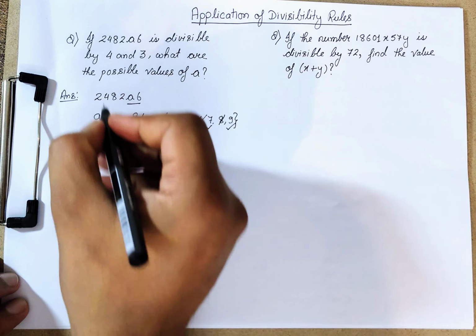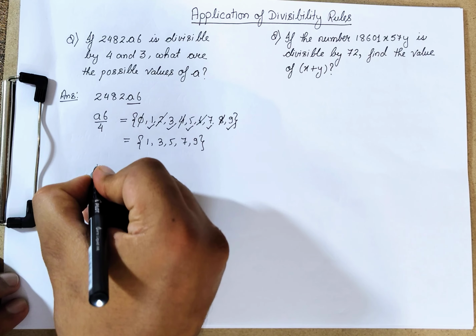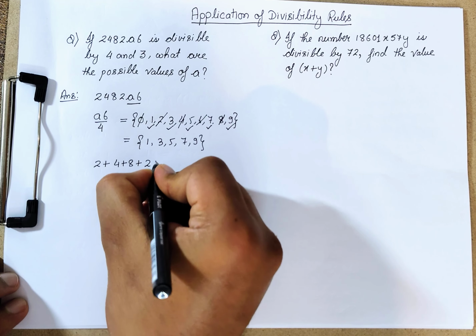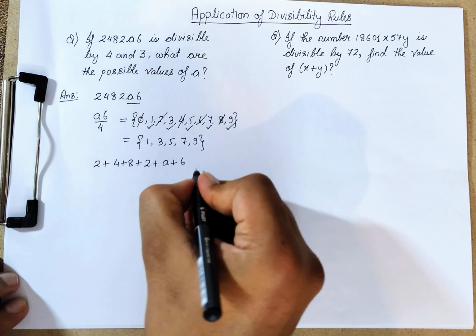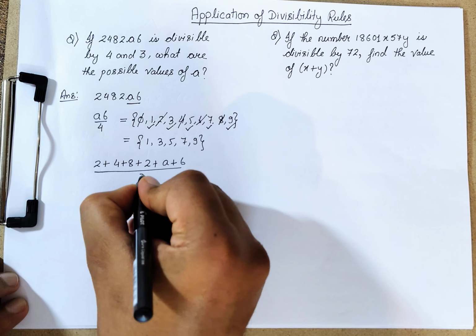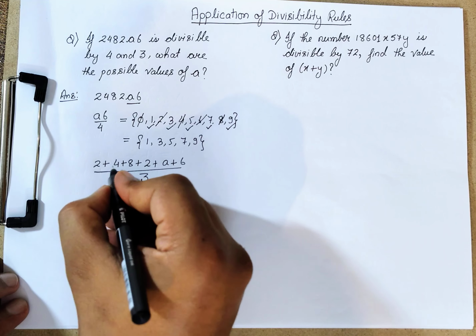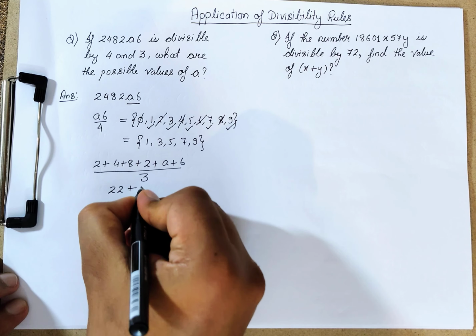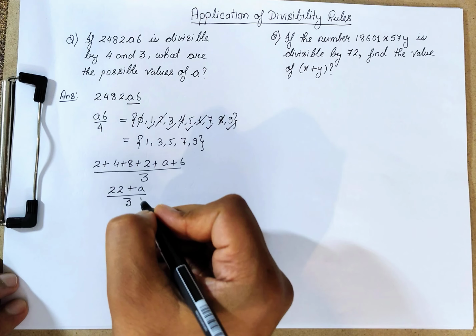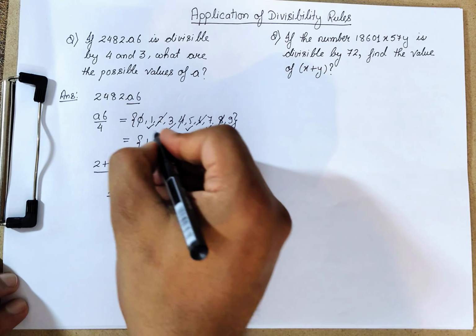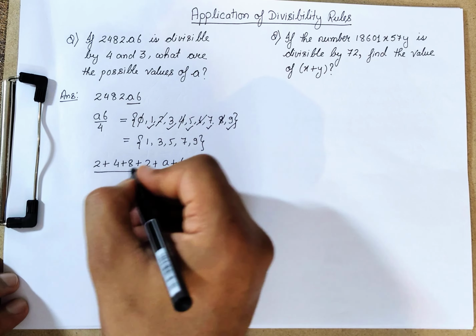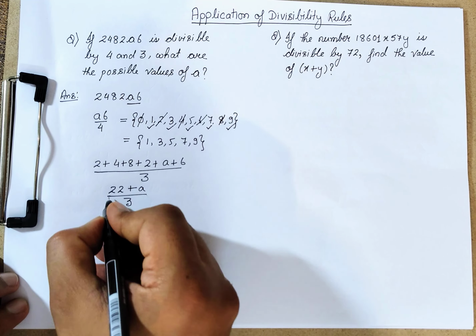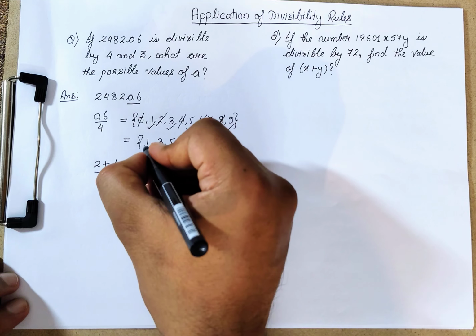Now it also says that the given number is divisible by 3. That means 2 plus 4 plus 8 plus 2 plus A plus 6 is divisible by 3. So if we add all these numbers, we get 22 plus A, which is divisible by 3. Now let's substitute the possible values of A here and see which values are completely divisible by 3. Now substituting A with 1, we get 23. It is not divisible by 3. So 1 is ruled out.